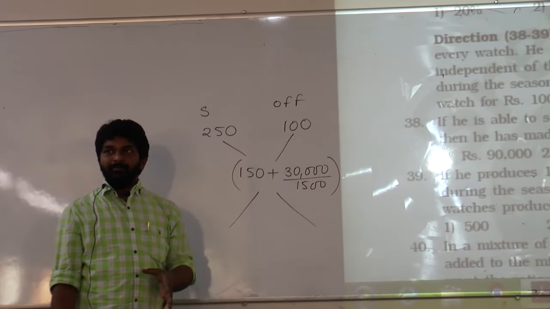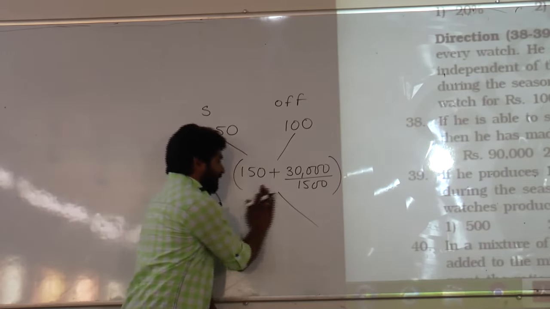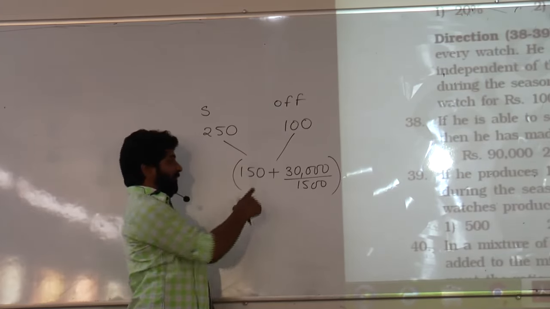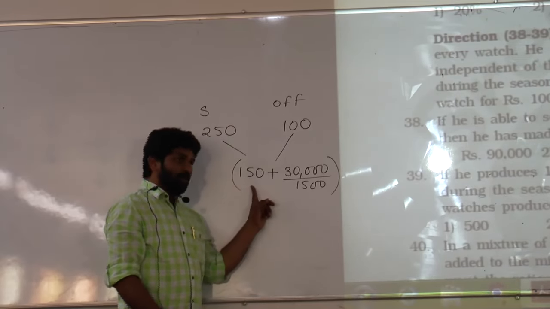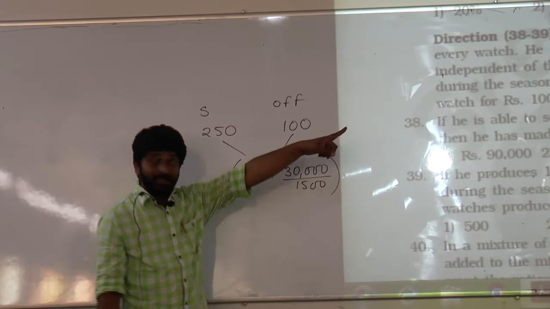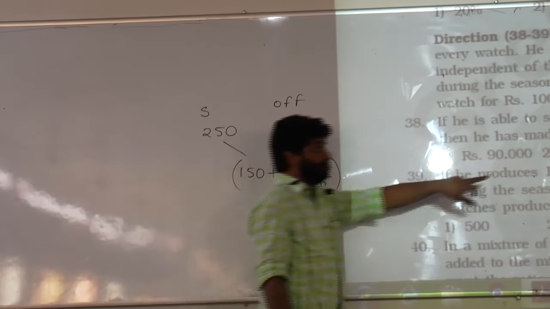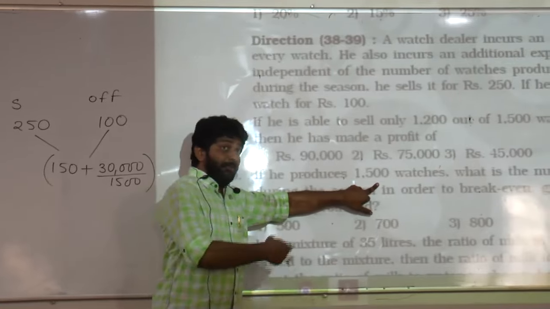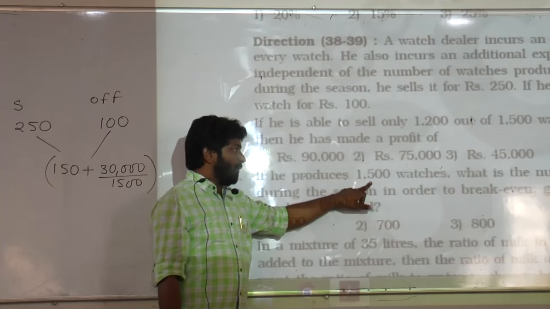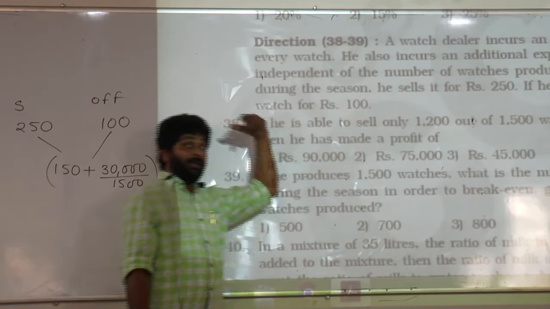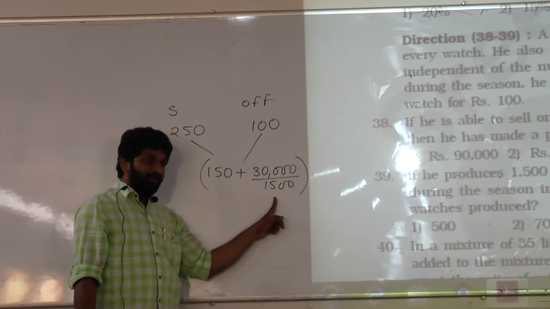You want to have a no profit no loss case, right? So basically, if to prepare one watch you are getting only 150 rupees as your total expenditure, you must take only 150 rupees here. But you have 30,000 extra expenditure. You must get that 30,000 extra expenditure by selling 1500 watches, but here we are taking the price of only one watch. So by selling 1500 watches, if you need to get 30,000 rupees, for one watch that will be 30,000 by 1500.